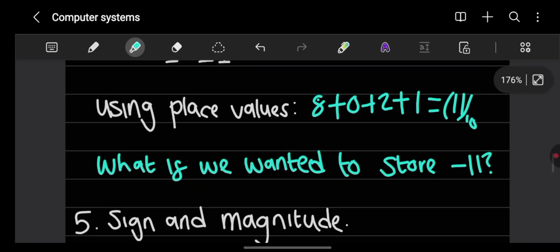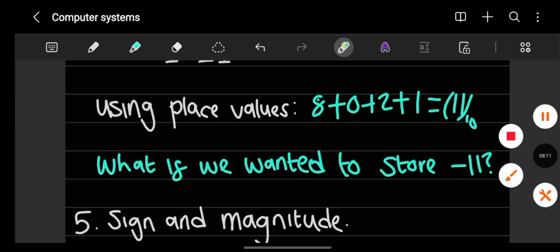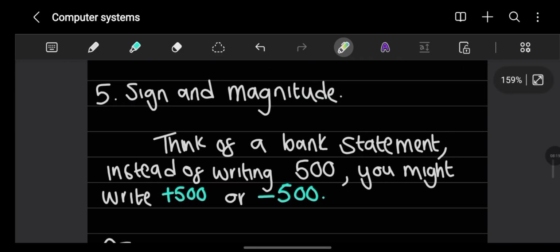But what if I wanted to store -11? The unsigned format cannot do that for us, which is why we now move on to sign and magnitude. After learning about the unsigned, which is what we've been doing in the number system, now we're going to learn how we store signs. Okay, so think of a bank statement.